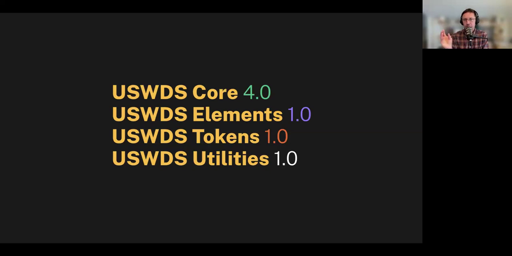USWDS Elements 1.0, a simplified API wrapper for USWDS Core, encapsulating USWDS components, starting with those directly connected to federal web standards. USWDS Tokens 1.0, the USWDS visual language, able to target multiple outputs across devices and platforms. And USWDS Utilities 1.0, a powerful styling and prototyping tool for use with or without USWDS Core. And it's all just USWDS. This is a new generational model that, instead of calling USWDS 4, internally we call United.